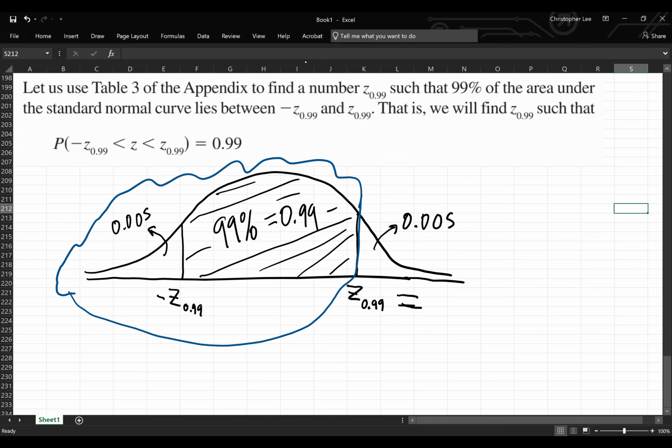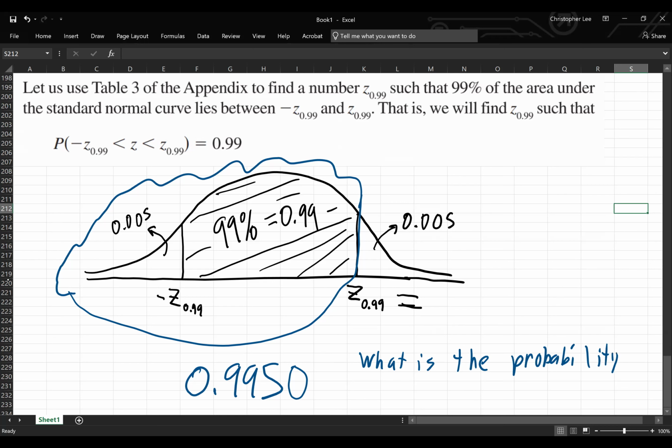That's what I'm looking for, right? So I want 0.995. I'm gonna even add a zero there just to make it a little bit easier. So now I'm gonna look for that in the table. All right, so let's look at the table. That is the 99 plus this extra that's right here.